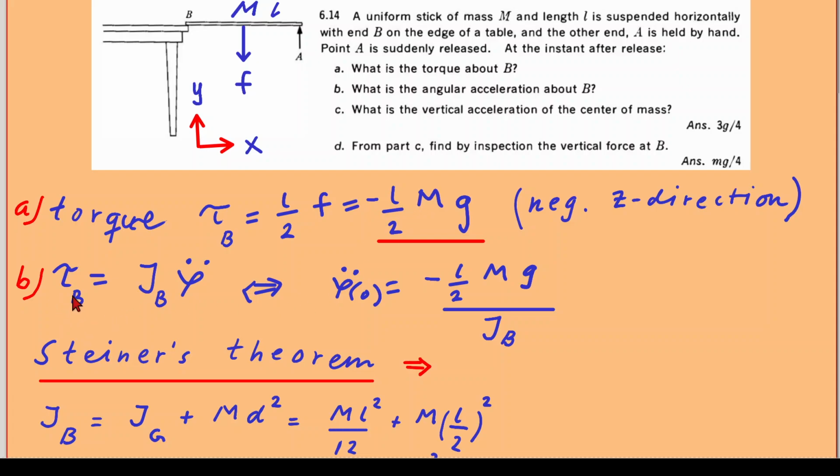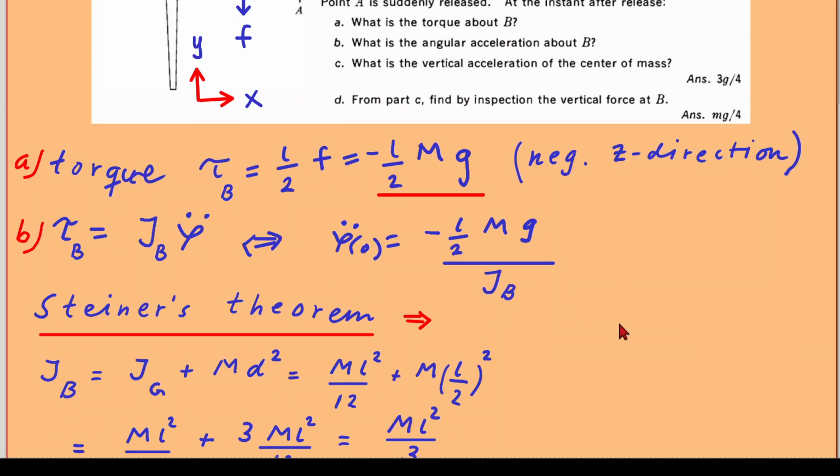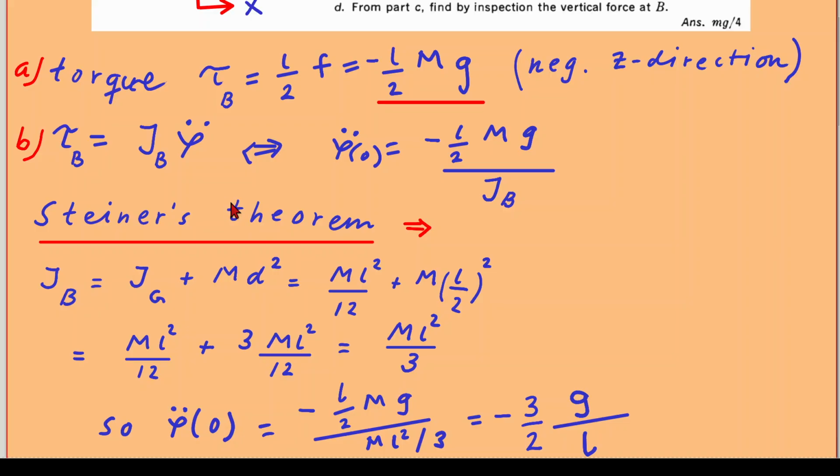And we also have a law that torque equals the moment of inertia times the angular acceleration. So that is task B. What is the angular acceleration? So it is this. But now the moment of inertia is not what we are used to. It's with respect to the center of mass, and that's ml squared divided by 12. But now we need to know the moment of inertia with respect to B. And one can use Steiner's theorem then.